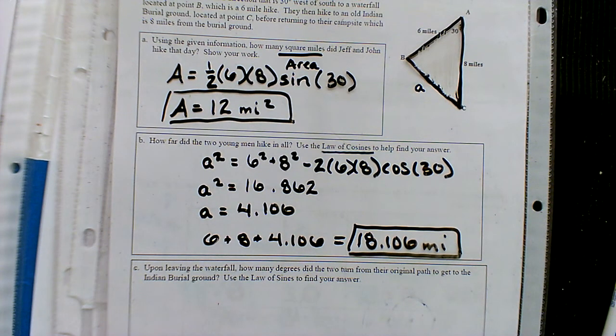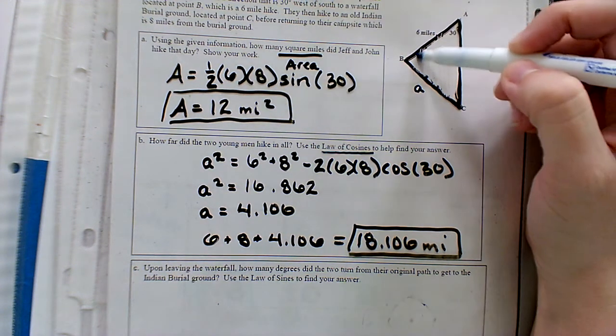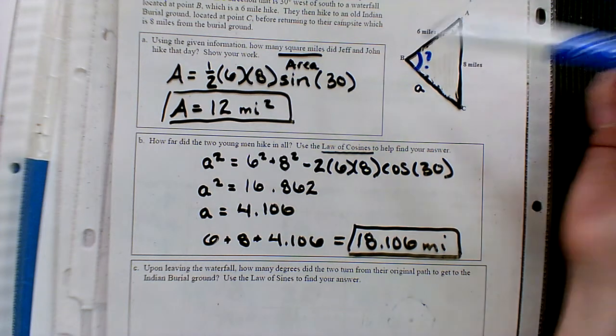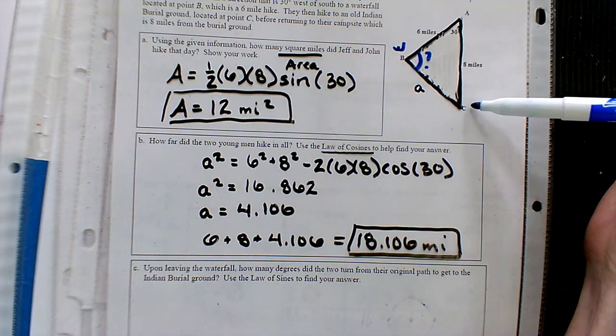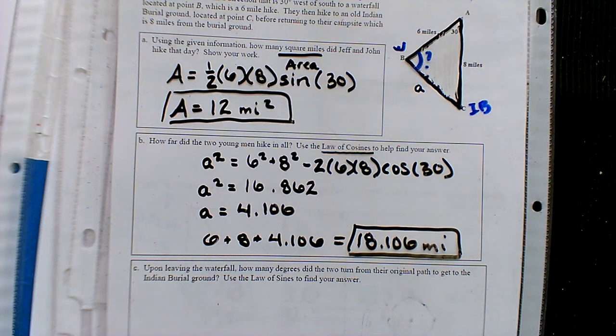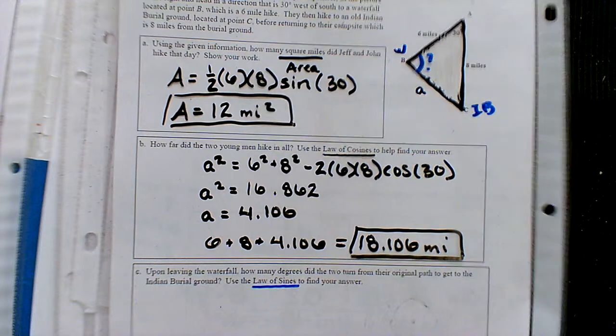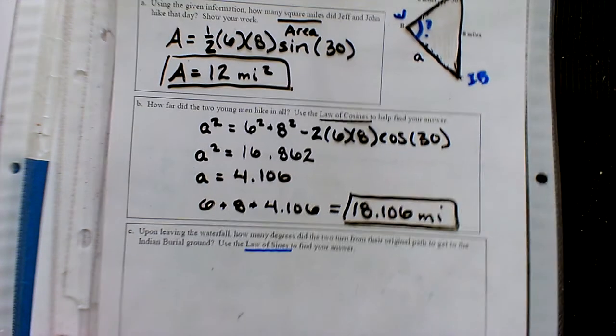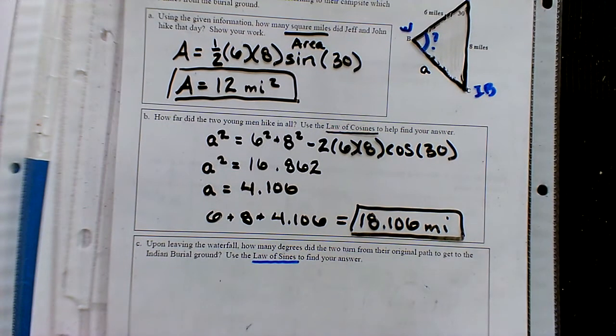Upon leaving the waterfall, so I think the waterfall was at angle B, how many degrees did the two turn from their original path to get to the burial ground, which was at point C? So I guess we're trying to figure out angle B, because this is where the waterfall was, and this was the Indian burial ground. Okay. And they want us to use the law of sines in this case to help us figure out our answer. Okay, so let me scoot this up a little bit.